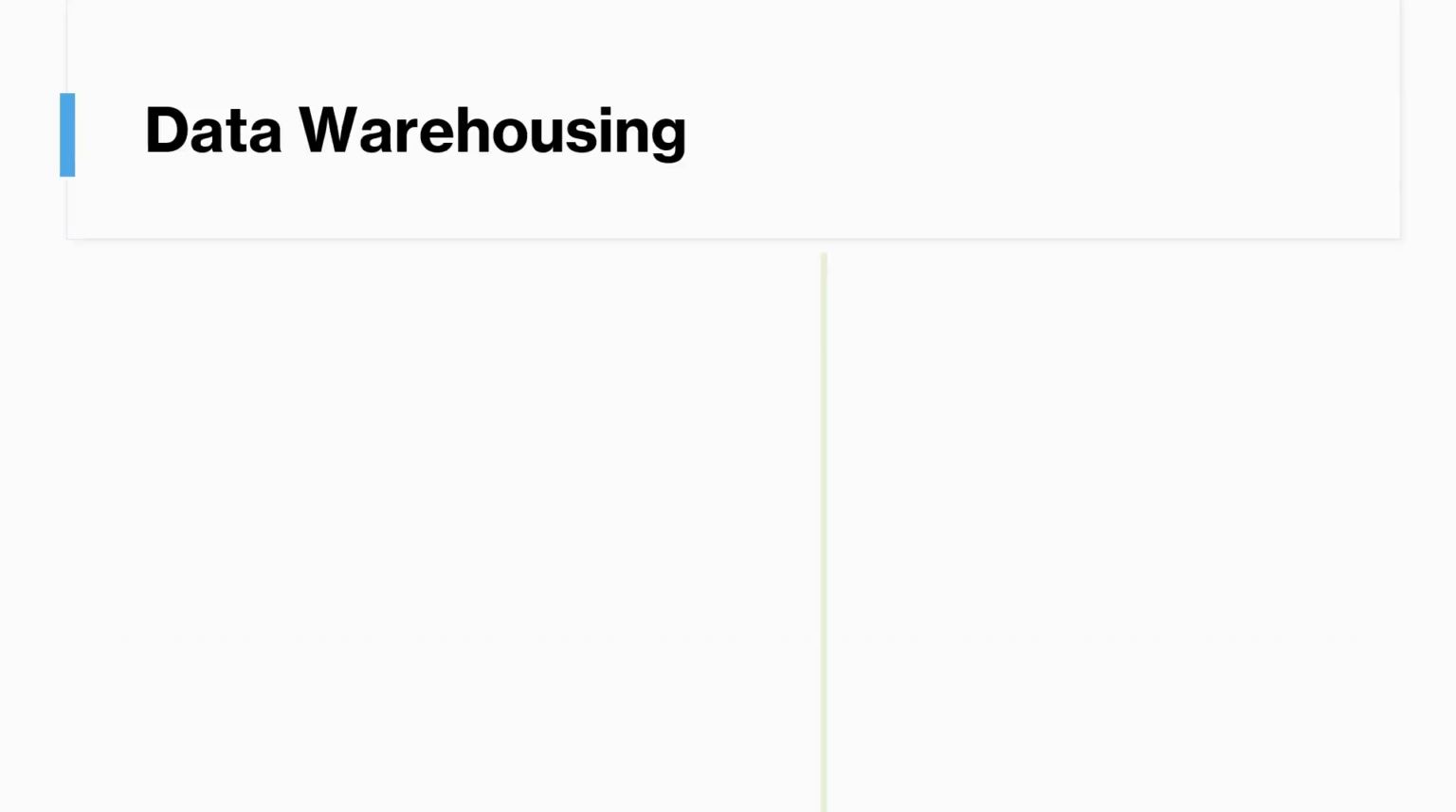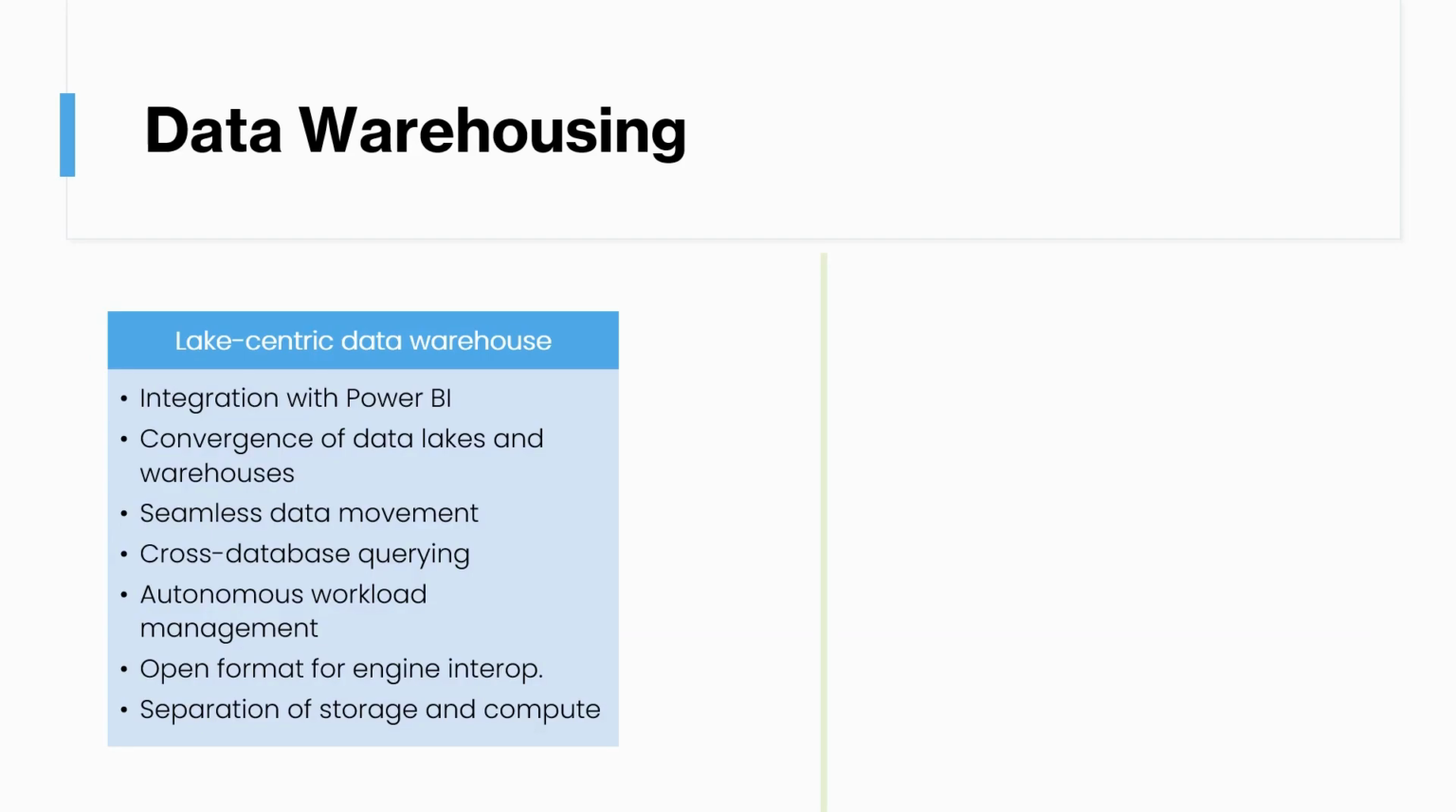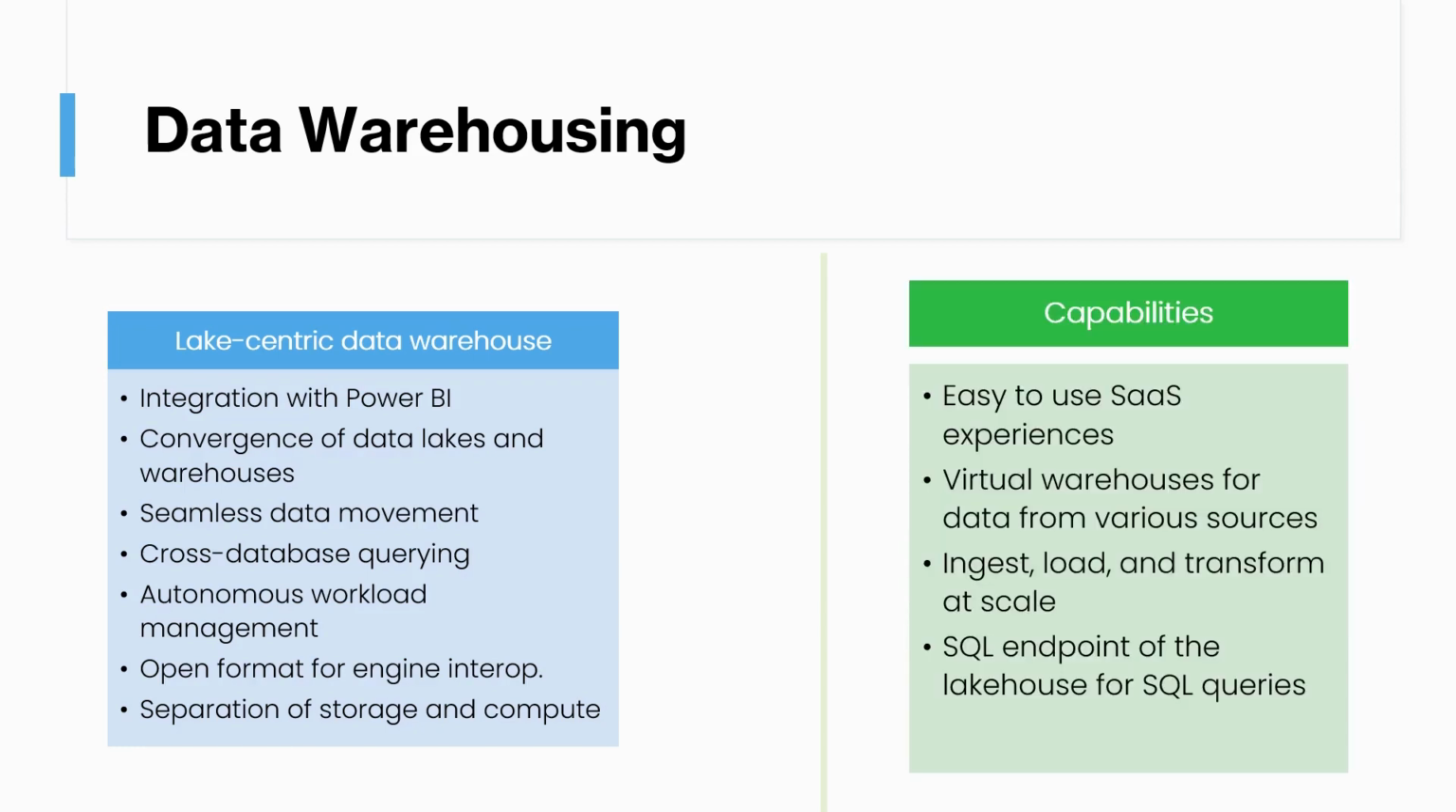Data warehousing is not a new concept, but what makes it unique in Microsoft Fabric is that it provides you with a unified product that addresses every aspect of your data. How? By offering you a complete SaaS analytics and AI platform, which is also lake-centric and open. The capabilities of the data warehouse in Microsoft Fabric include an easy-to-use SaaS experience. You also have virtual warehouses for data from various sources where you can ingest, load, and transform your data at scale, and you also have a SQL endpoint of the lakehouse for your SQL queries.